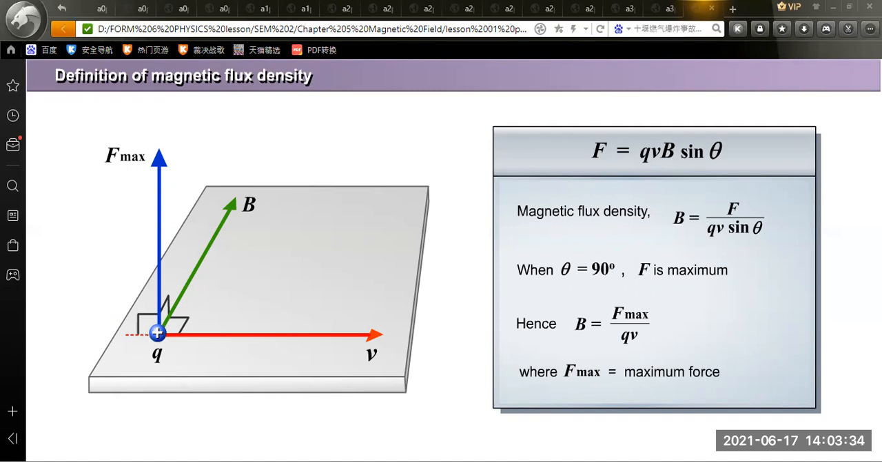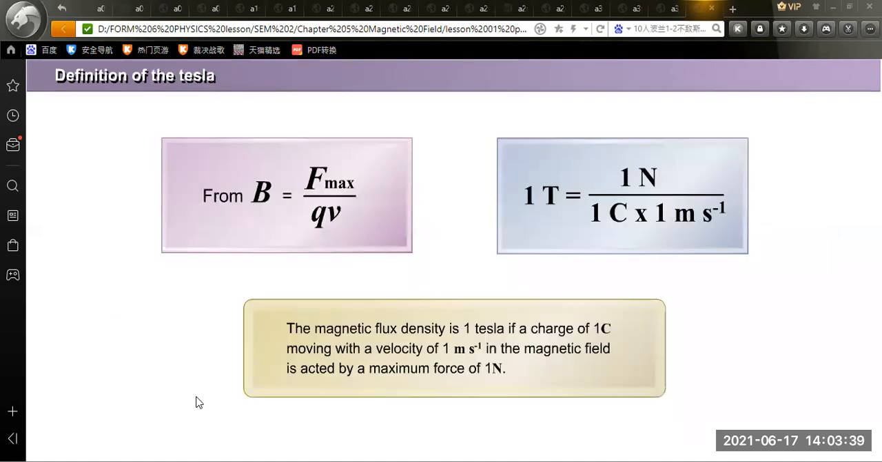Okay, so now from B equal to F max over QV, 1 Tesla is equal to 1 Newton over 1 Coulomb times 1 meter per second. So for the magnetic field density, the unit we use is the Tesla.